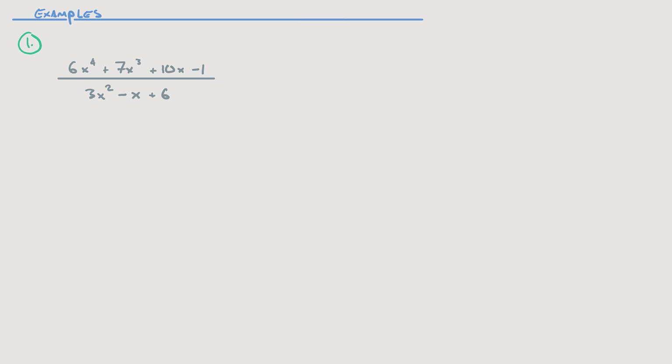We have a quartic function divided by a quadratic function. The thing that I want to draw your attention to with the quartic function in the numerator is if you look at the powers of x, they go from 4 to 3, but then the x squared term is missing before it goes to 1.